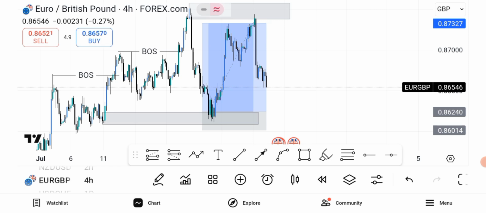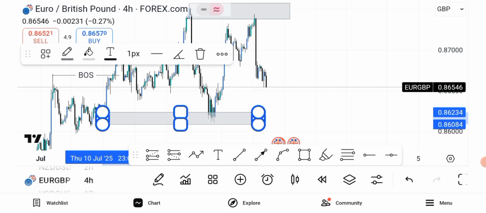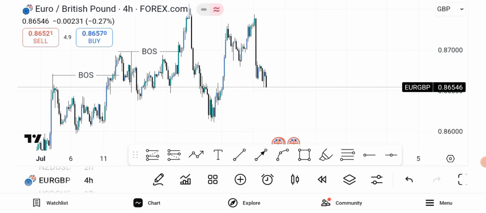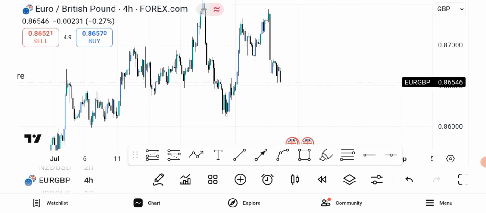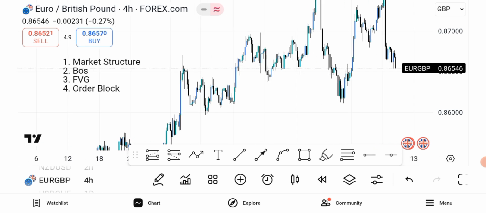First of all, let me remove this so that I can show you how I was able to capture all of this. Let me just remove everything so that I can show you. Now, this was the trade. And the things that I looked at, as you can see on your left side, there are four key levels which I used to capture this trade.